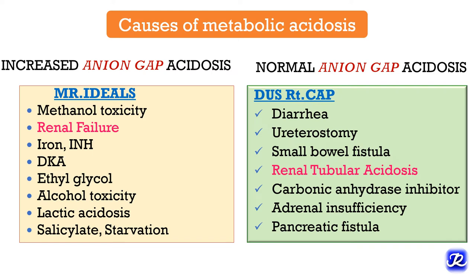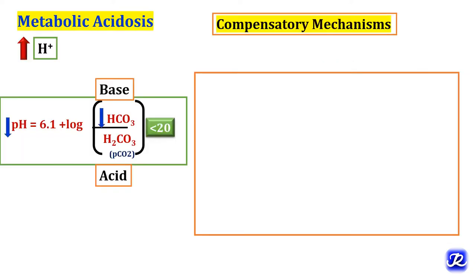and pancreatic fistula. You can get multiple choice questions on this topic, and you might get confused here, so you should always remember: in renal failure, increased anion gap acidosis is seen, and in renal tubular acidosis, normal anion gap acidosis is present. So let's talk about the compensatory mechanisms in metabolic acidosis.